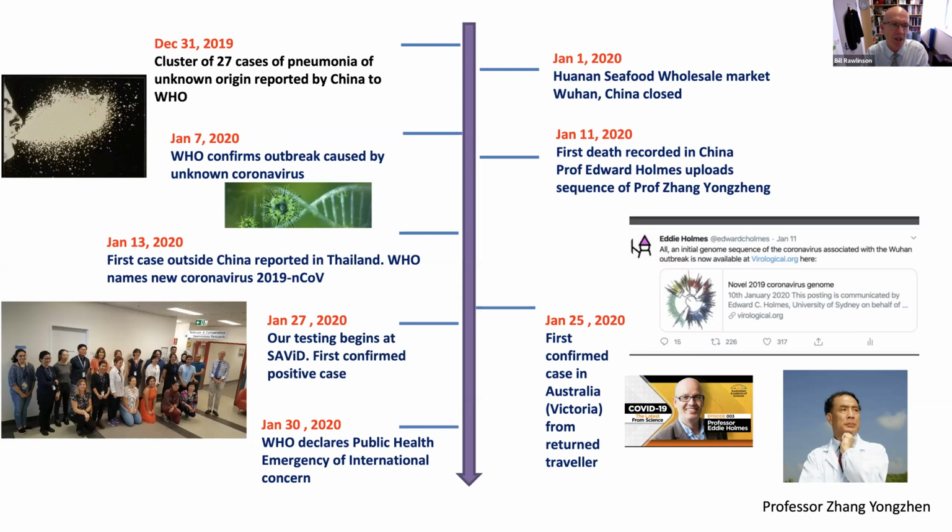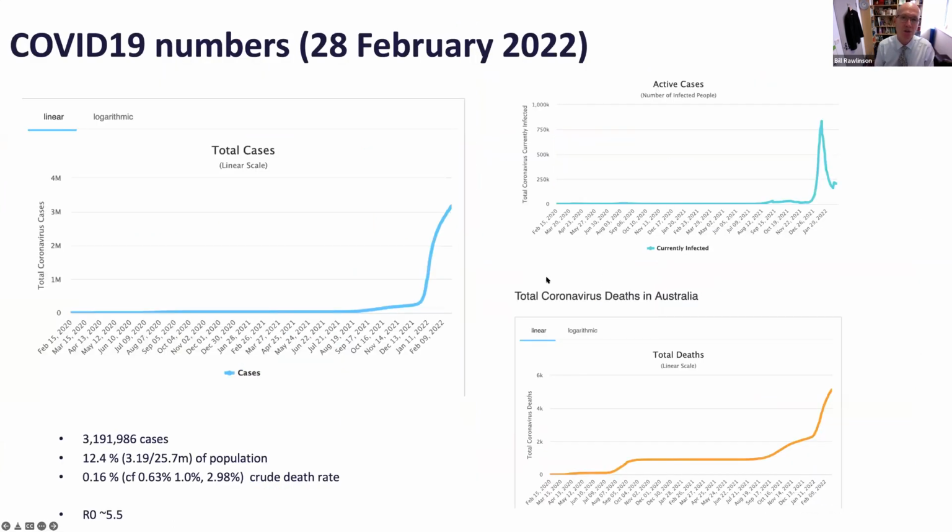when it was called this new coronavirus and subsequently the disease called COVID or coronavirus disease. And really the first confirmed case came on January the 25th. We diagnosed our first case 2 days later here in Randwick. So that's the timeline, and really since then there have been, as you know, millions of cases, in fact hundreds of millions of cases worldwide.